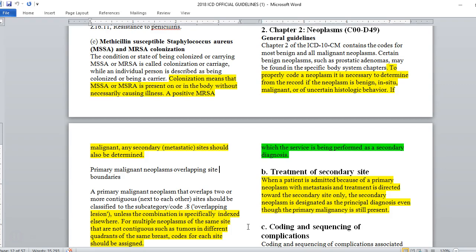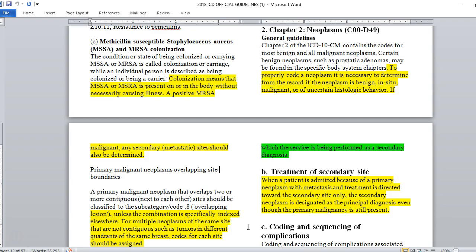And I want you guys to keep in mind that one primary tumor can spread to a variety of body parts, and each one of them is considered a secondary site. So let's say the patient has lung cancer and it has spread to their liver, their spleen, and their kidney. Okay, so the lung cancer is primary. The liver is going to be secondary, the kidney is going to be secondary, and the spleen is going to be secondary, okay? Because they all spread from the primary site. So we're going to keep that in mind as we go through the guidelines.